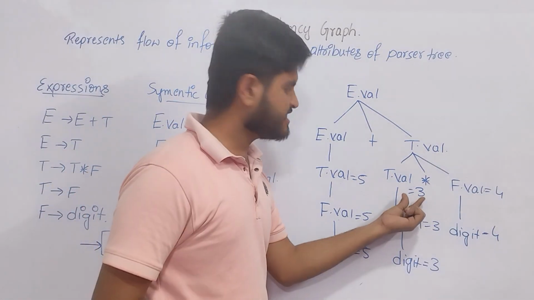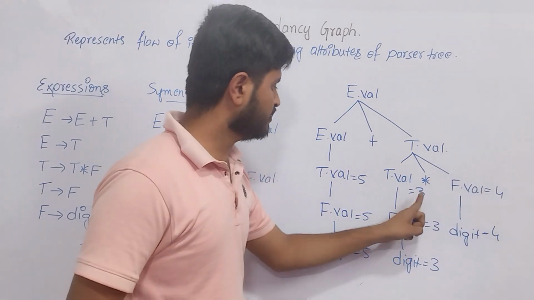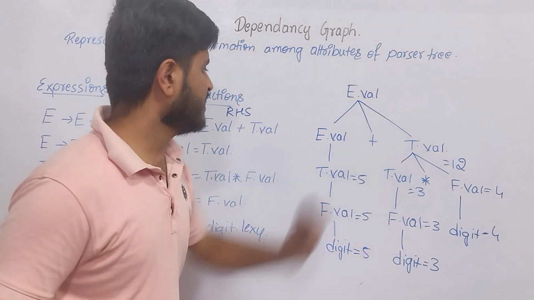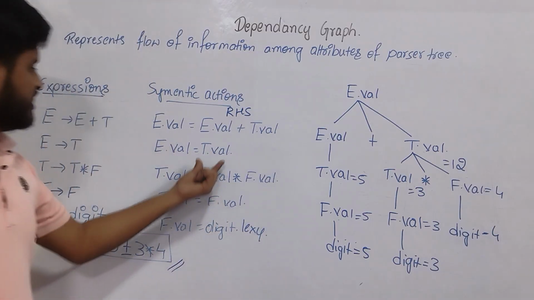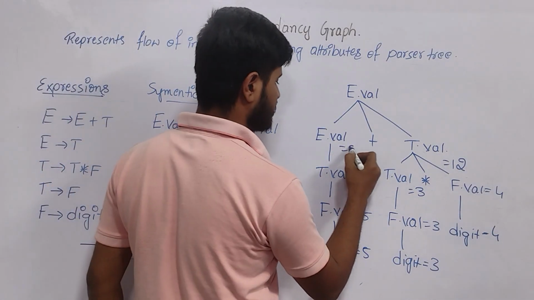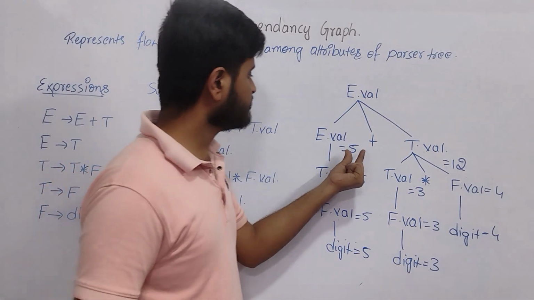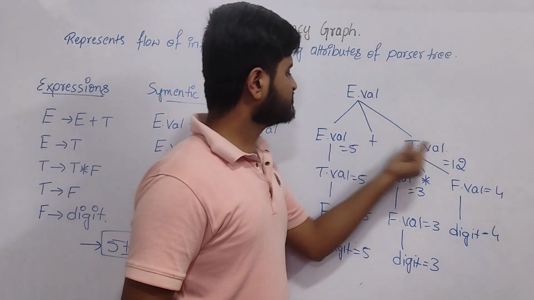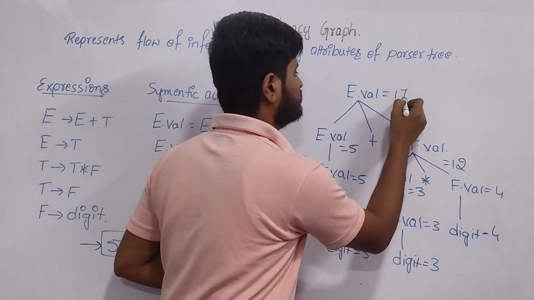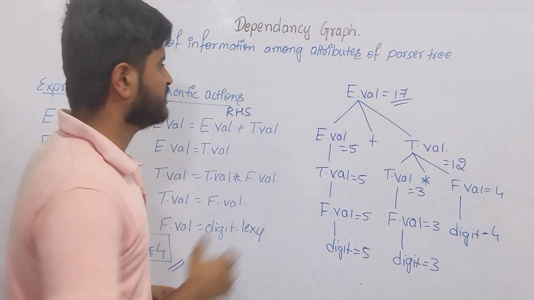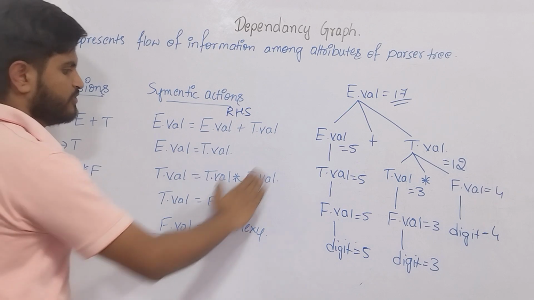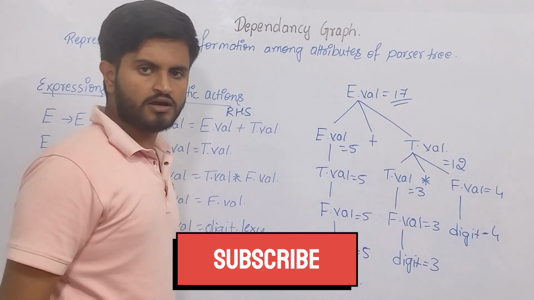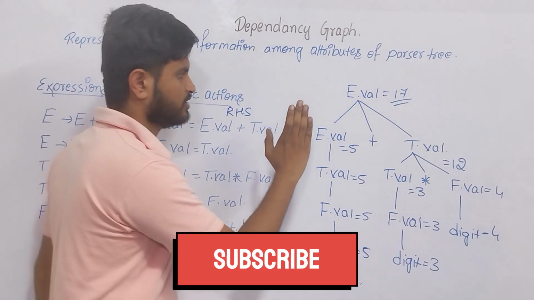Now if you see here, there is the expression T dot value into F dot value: 3 into 4, 4 threes are 12. Now we got the T dot value as 12. Next, T dot value will be equal to E dot value. So here I will be getting 5, and the expression is 5 plus 12, which is 17. So we got the total value of the dependency graph when we traversed from the leaf nodes and took all the values to the root node, which is equal to 17.